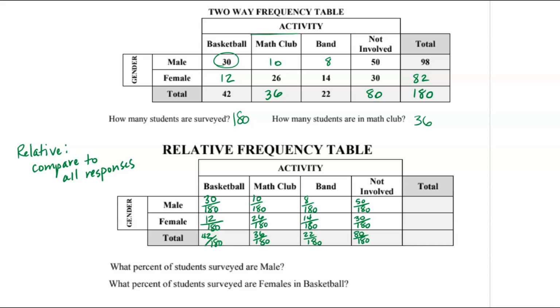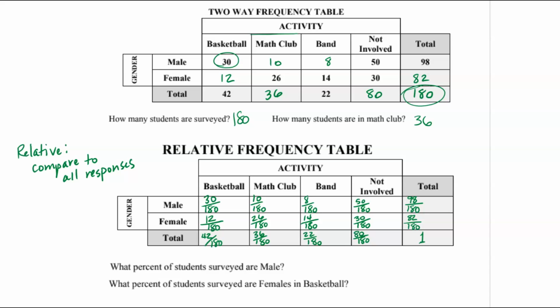When we get to the total column on the right, we should also have our total, which is 98, compared to the total for the whole survey, which is 180. And for females, 82 is our total over 180. So again, we're just comparing each of the cell numbers from our two-way frequency table to the total number of responses, which in our case is 180. Now if we add our last row and we add our last column, we should get a total of 1, and you can test that in your calculator.